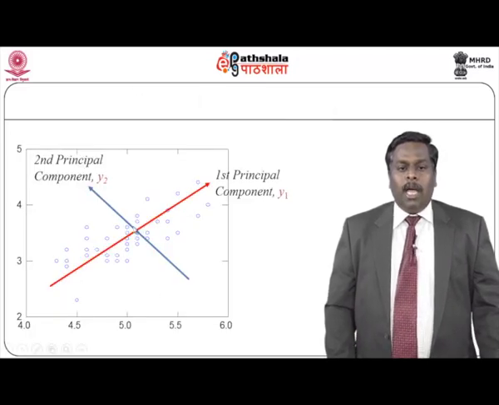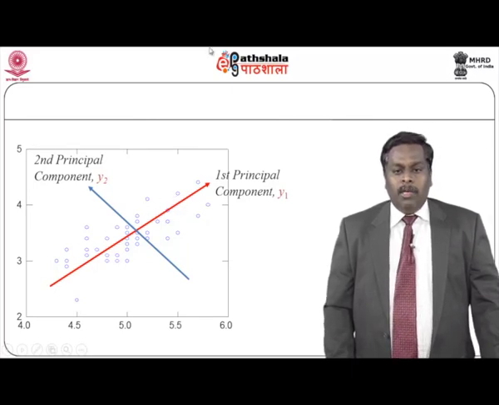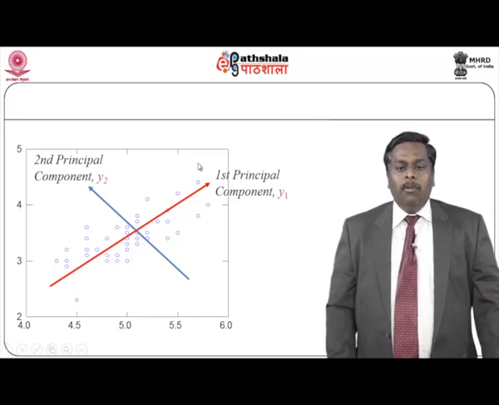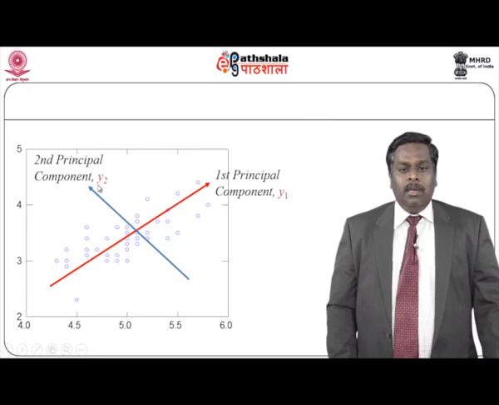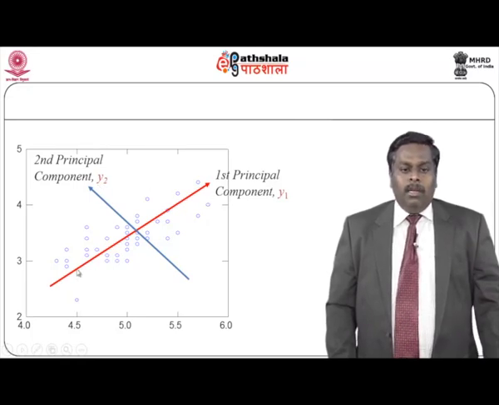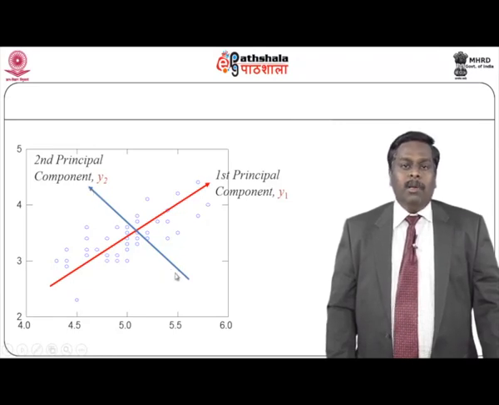Suppose you have the data distributed as shown in this diagram. Assume the new transformed axes are y1 and y2, where y1 and y2 are the first and the second principal components which are derived from the given data set. Now, you find the distribution of the data along the first principal component is more when compared with the distribution of the data along the second principal component.